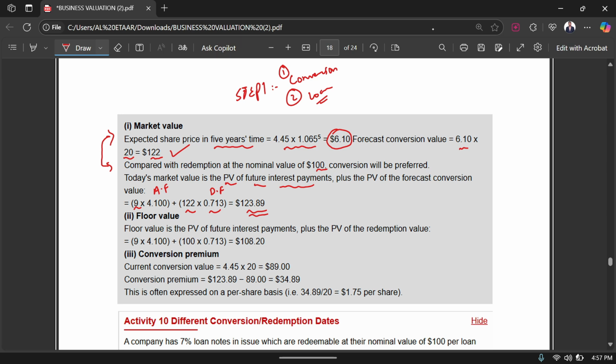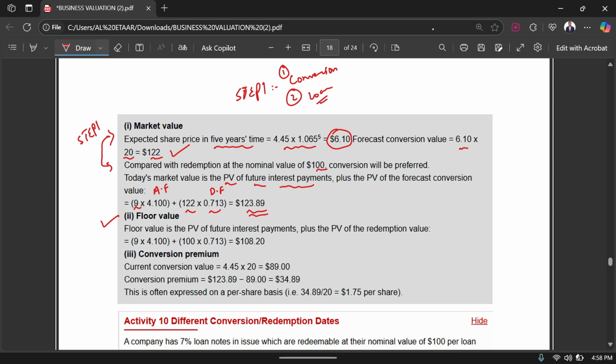Okay, now you have to calculate the floor value. Now what is the floor value? Remember that the floor value is very simple. In the floor value, you are going to ignore step number one, that is, whether the rational investor is going to go for the share conversion or the redemption.